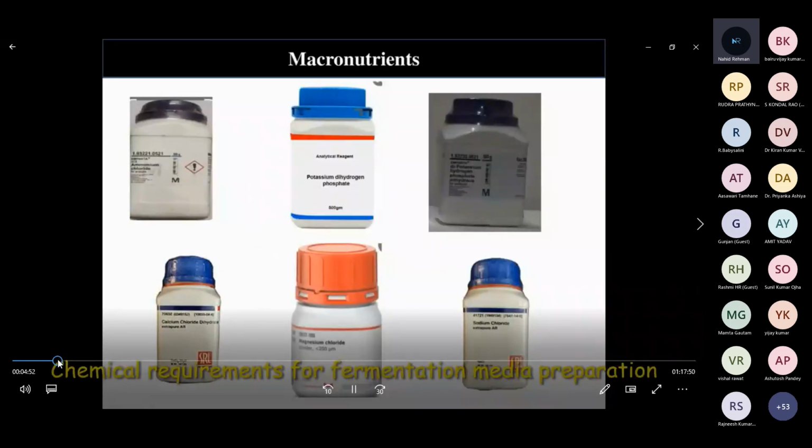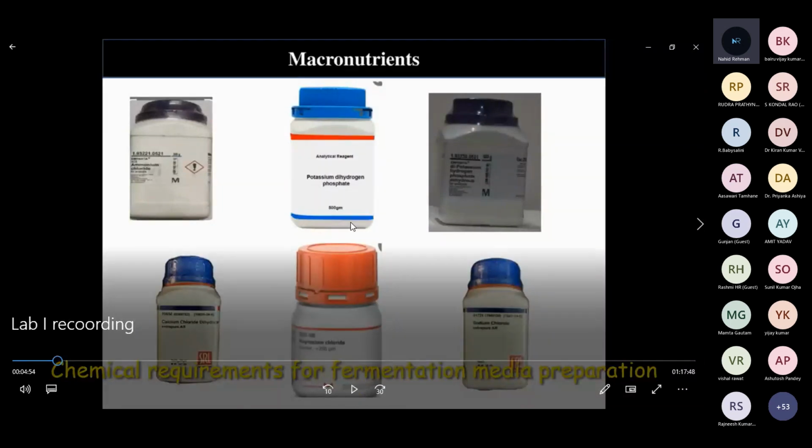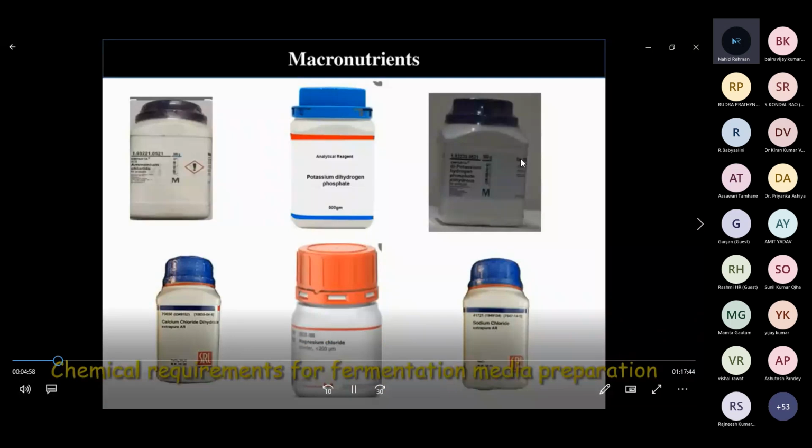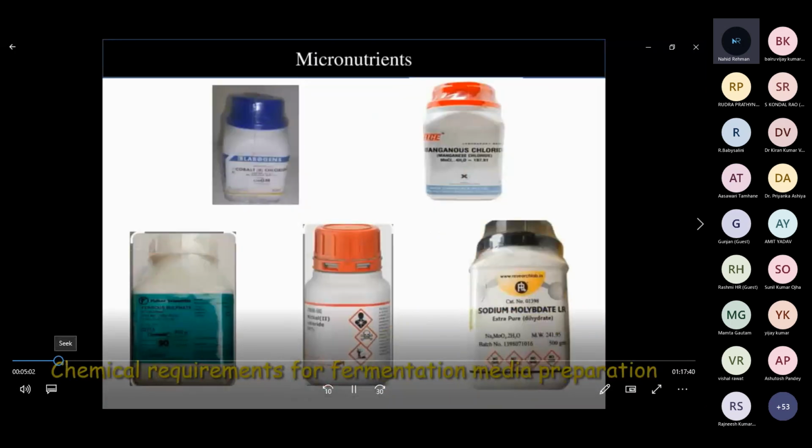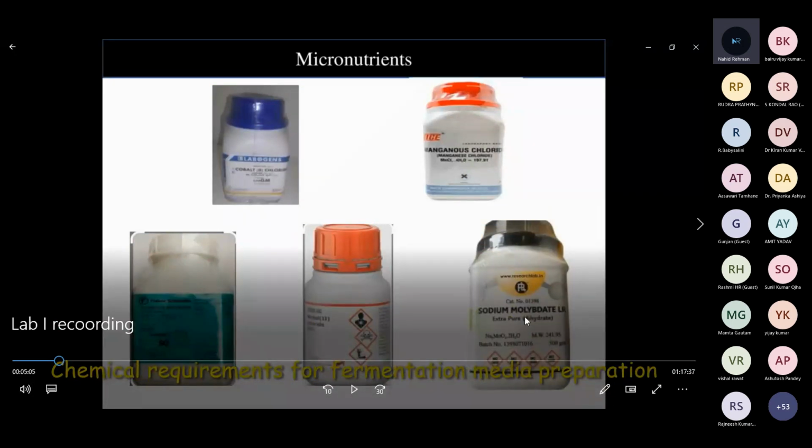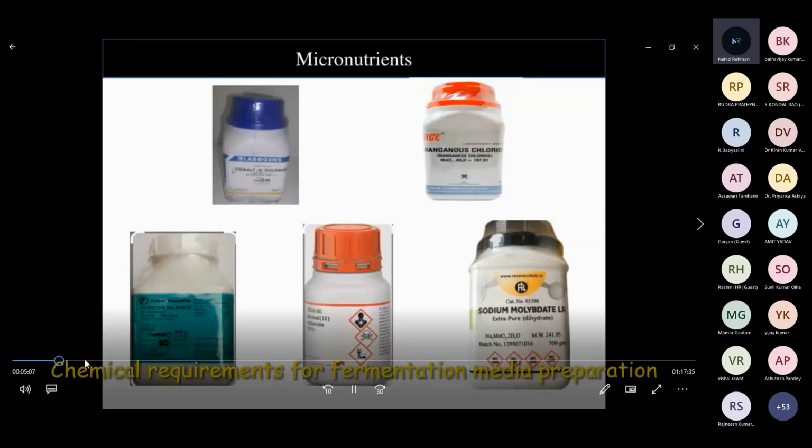Some of the macronutrients are shown here, just to show you that yeast, potassium, calcium, magnesium, or sodium are all important nutrients. Besides that, some of the micronutrients are required in microgram concentration, like molybdenum, manganese, cobalt, and nickel. These are required in microgram quantity for the culture to grow happily. Iron is also one of the micronutrients.